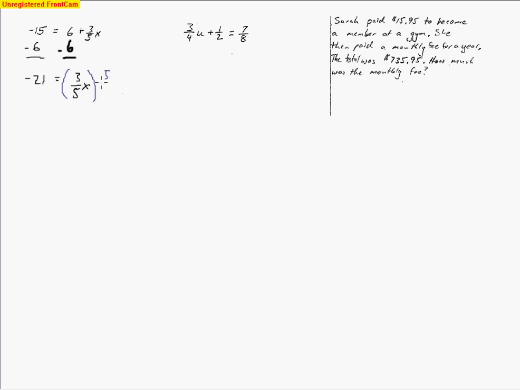You see how the 5 over 3 will cancel out the 3 over 5. Those are reciprocals of one another, and reciprocals always multiply to make 1, which is what we want so that x is by itself. When we do this, we need to divide 3 into negative 21, which goes negative 7 times. So x equals negative 35.